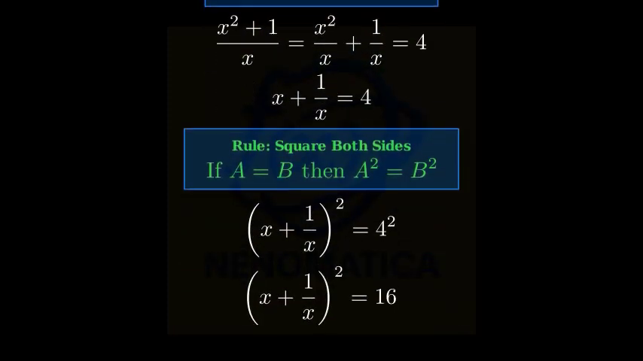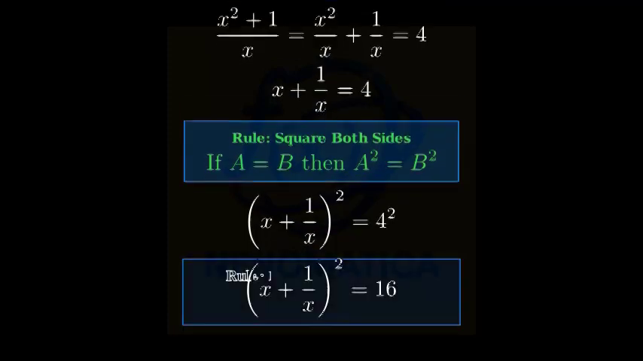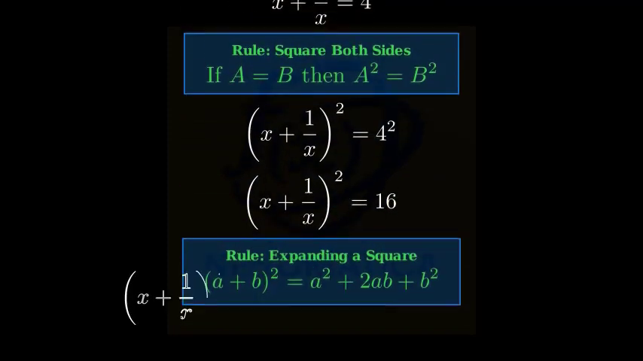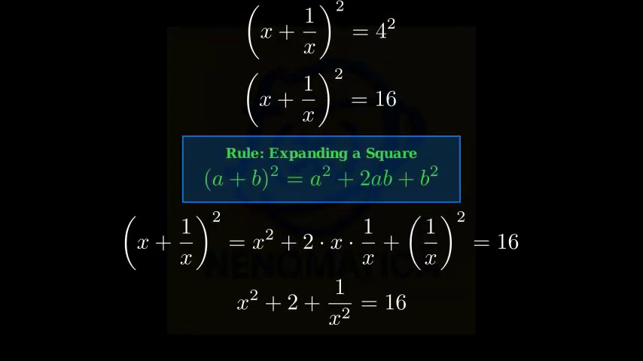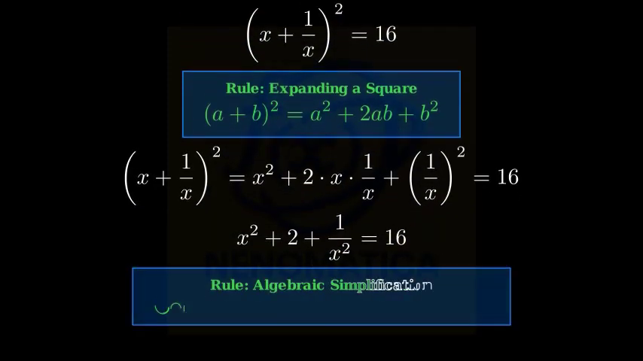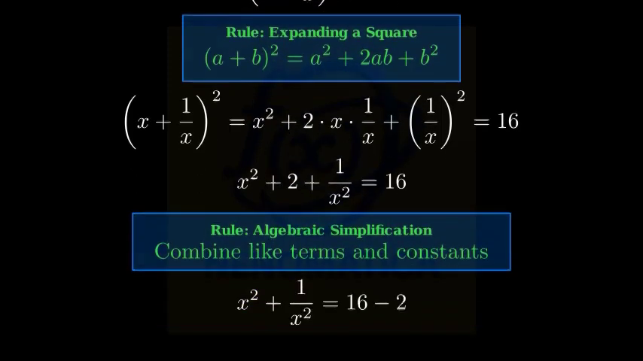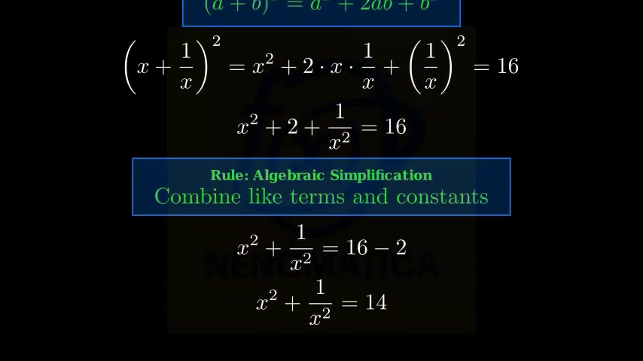Let's expand the square on the left side using the formula a plus b squared equals a squared plus 2ab plus b squared. We get x squared plus 2 times 1 over x plus 1 over x squared equals 16. Simplifying further, we get x squared plus 1 over x squared equals 16 minus 2, which equals 14.